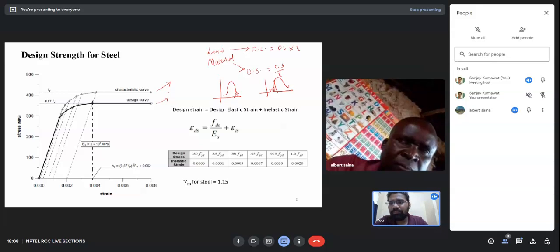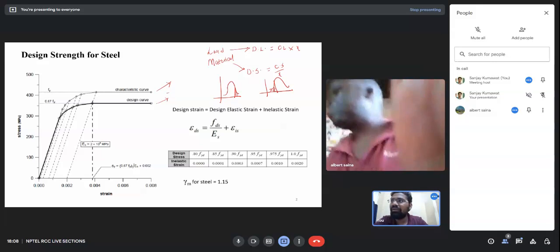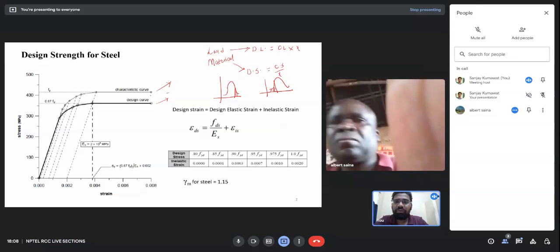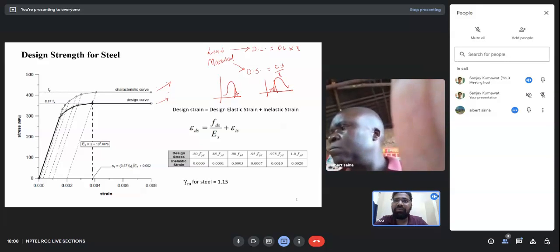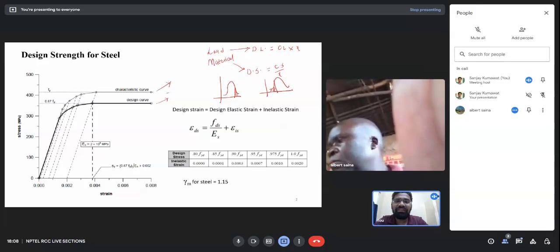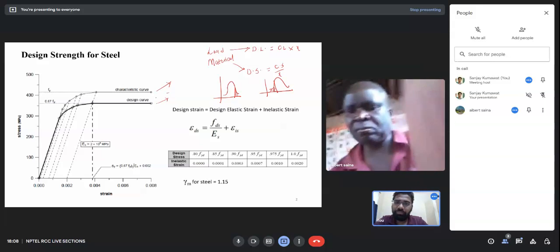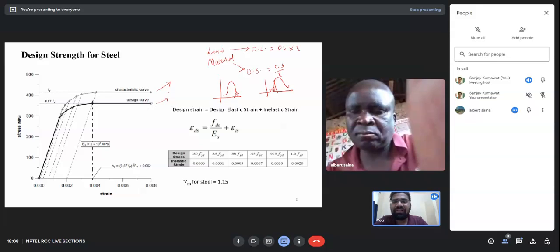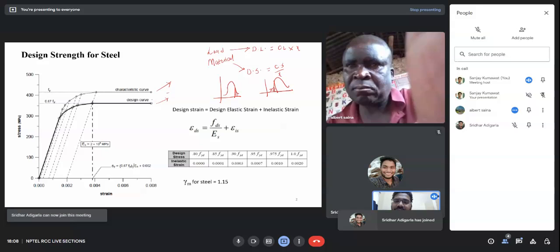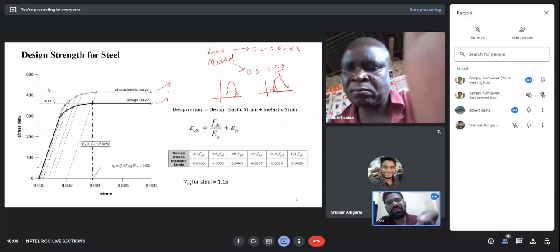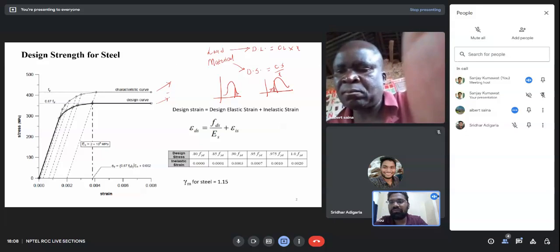This is a typical stress strain curve for Fe415. Here we can see the characteristic curve. The characteristic curve says that not more than 5 percent of the test results will fall below this characteristic value. Now, how did we get this design curve? It's very easy to get. We can find this design curve by dividing the characteristic strength by the partial factor of safety.